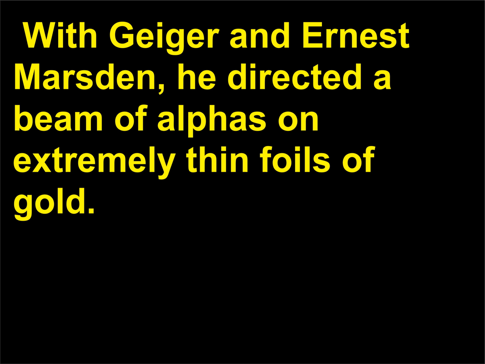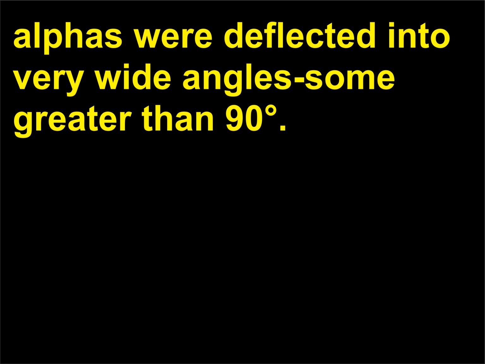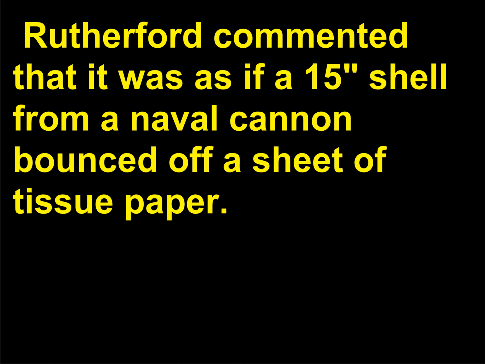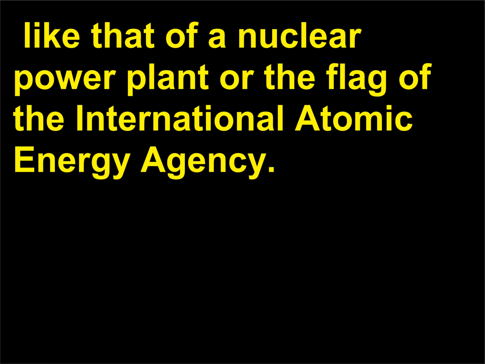With Geiger and Ernest Marsden, he directed a beam of alphas on extremely thin foils of gold. To their great surprise, they found a significant number of alphas were deflected into very wide angles, some greater than 90 degrees. Rutherford commented that it was as if a 15-inch shell from a naval cannon bounced off a sheet of tissue paper. The Rutherford model, as pictured above, is used in many common symbols, like that of a nuclear power plant or the flag of the International Atomic Energy Agency.